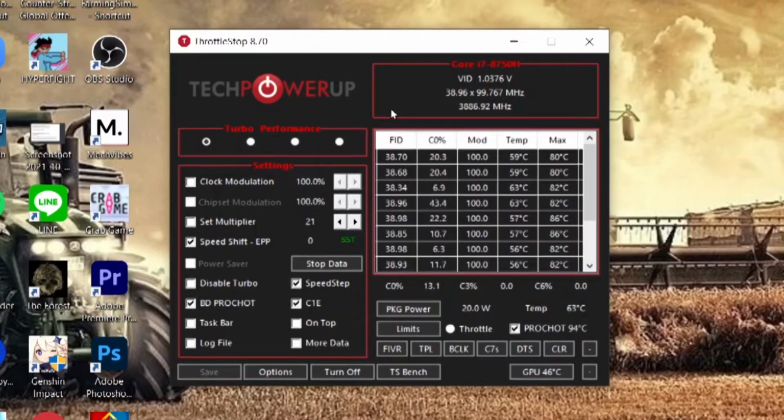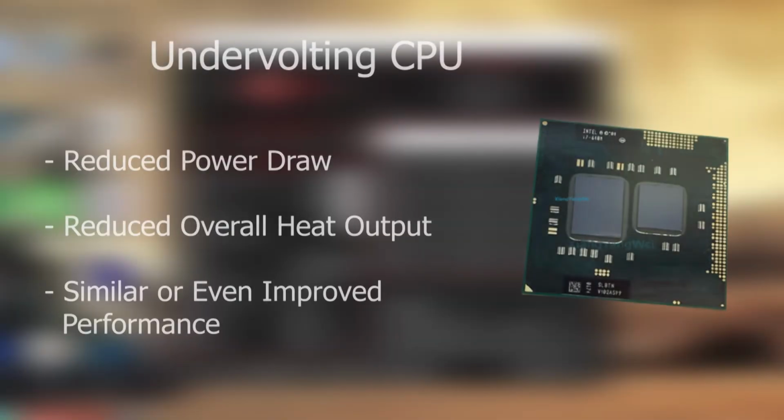Throttle Stop is not only used to check the temperature of the CPU and GPU, but it's also used to undervolt a CPU. Undervolting the CPU reduces the power draw to the CPU to reduce heat without draining the performance of the CPU itself, making it a free but viable solution.